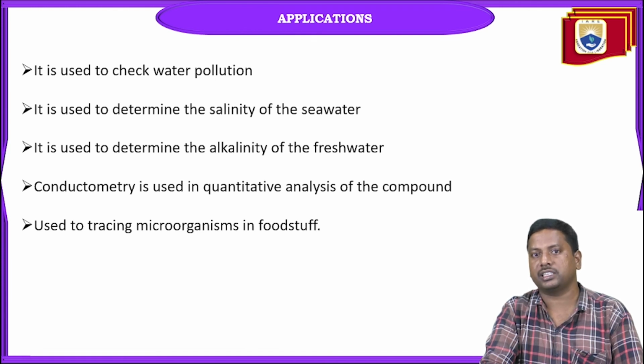Such complexometric reactions are also done by the conductometric instrument, and it is also used to determine the salinity of sea water. Salinity means the water which contains an amount of salt. For example, if you consider the concentration of a sodium chloride solution present in a given sample, that salt content is also determined by using conductometry, even in sea water. And it is also used to determine the alkalinity of fresh water. Alkalinity means the amount of ions present in water which will react with the acid solution. So that is called the alkalinity.